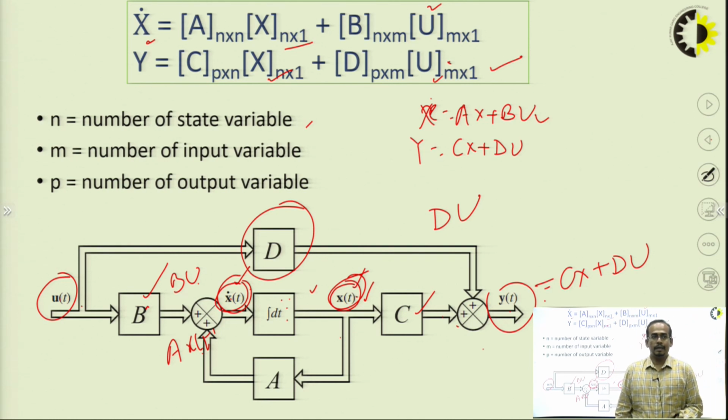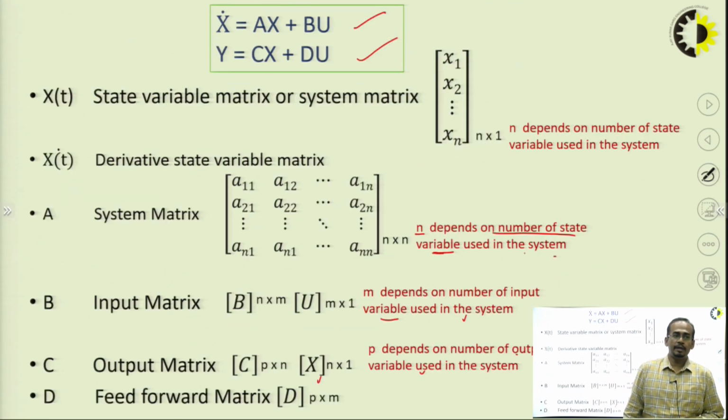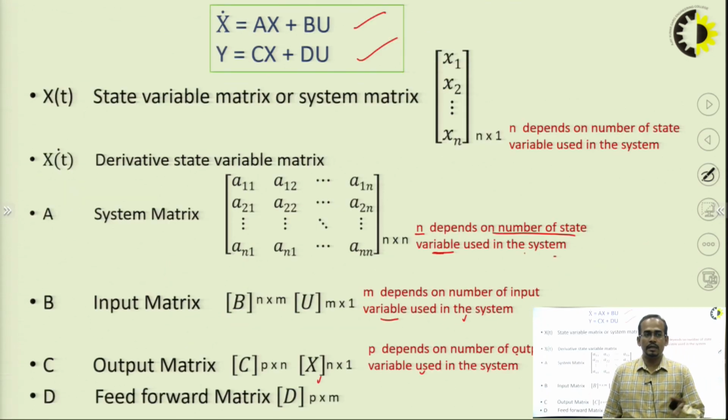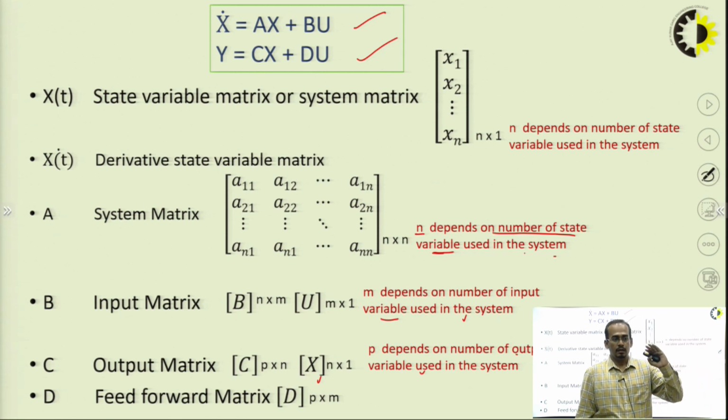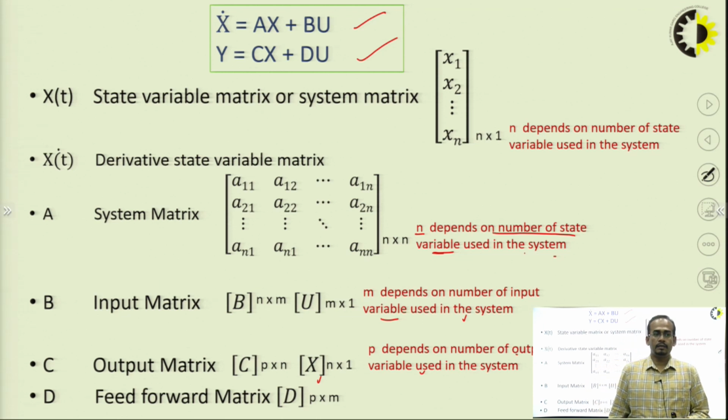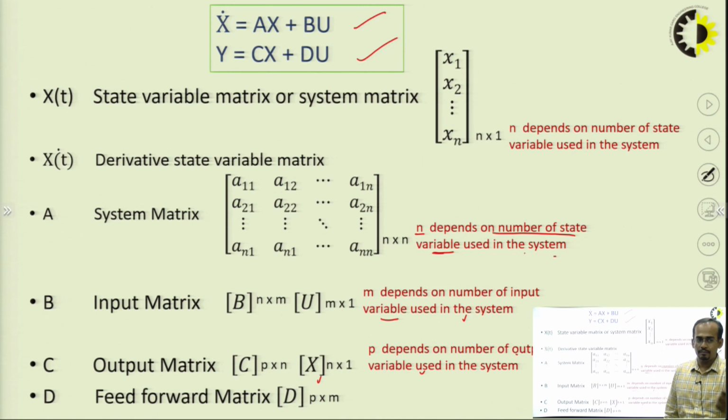So it is clear, n represents the number of state variables, m represents the number of input variables, p represents the number of output variables, and A, B, C and D: A is nothing but the system matrix, B is the input matrix, C is the output matrix, and D is the feed forward matrix. So you have to remember what A, B, C and D are, and what the size of these matrices is. A is of size n cross n, B is of size n cross m, C is of size p cross n, and D is of size p cross m.